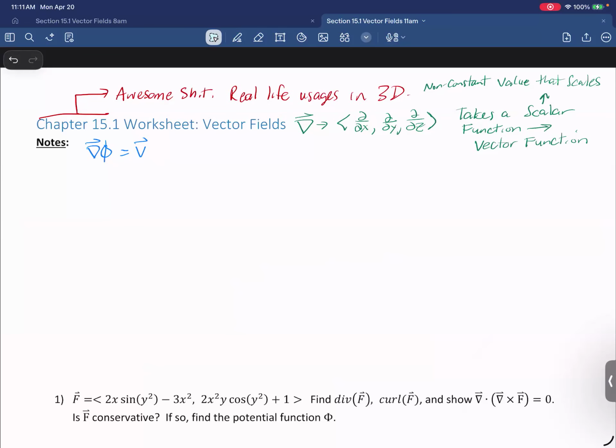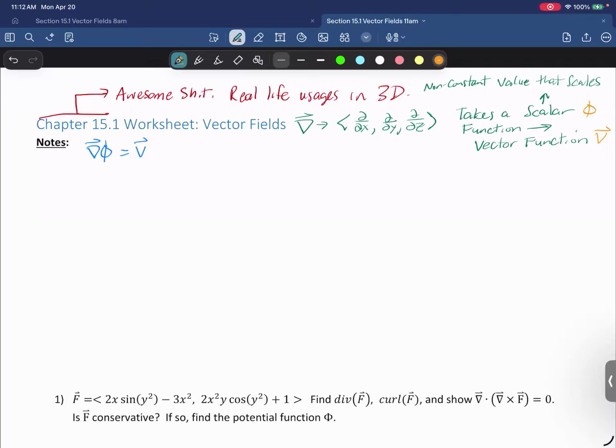All right, we're working on chapter 15. This is on real life usages in 3D. Recall we had the del operator, which was the vector maker. It took a scalar function, a function with non-constant scalar values, and turns it into a vector function. In this case, the scalar function here is phi, and my vector function is v. Okay?